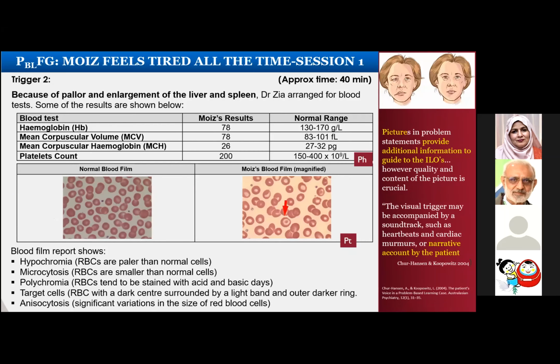In trigger 2, you will see that the approximate time is given. They should take about 40 minutes in completing it because of pallor and enlargement of liver and spleen. So you're giving the reason over there. Again, this is a keyword added over there. Dr. Zia arranged for blood tests. Some of the results are shown below.